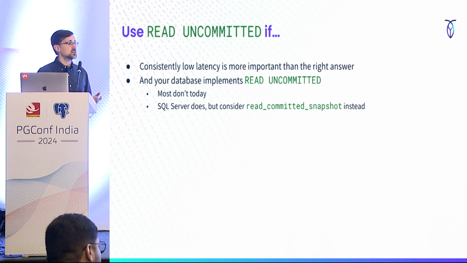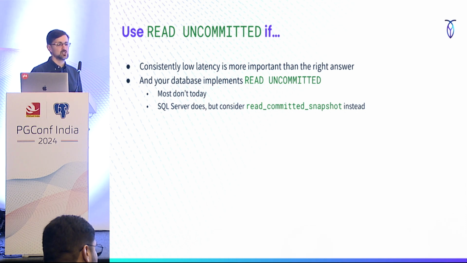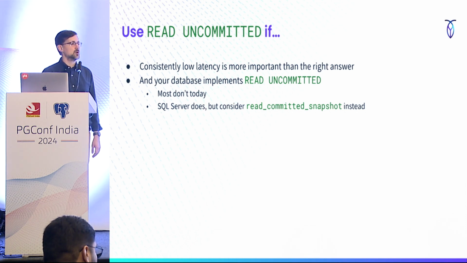This actually turns out to be more important in the locking approach to isolation implementation than in the MVCC approach. Most MVCC databases don't implement read uncommitted. So even if you tell Postgres you want read uncommitted, it's just going to give you read committed instead. It has no way for you to get the uncommitted reads.